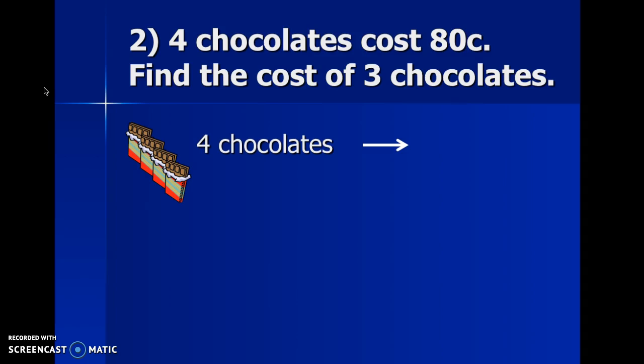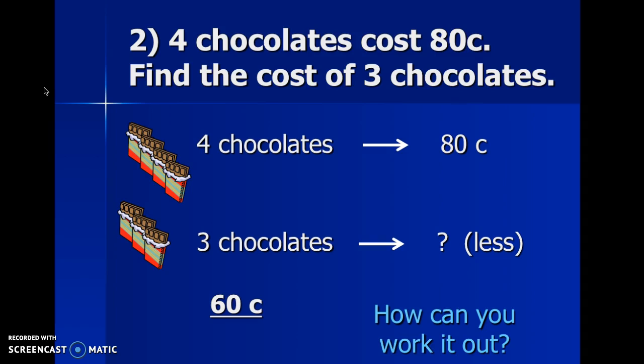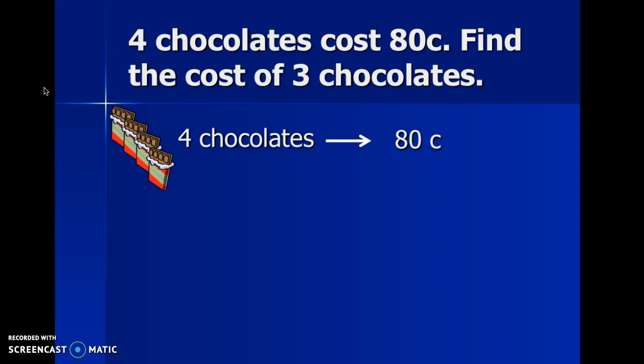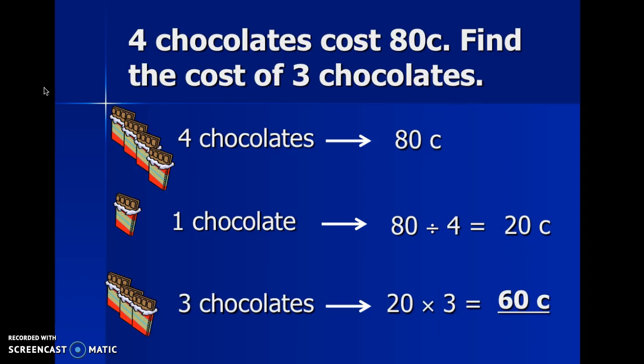Example number 2. We were given the cost for 4 chocolates. Then they had asked us for 3. So there is one step that must be followed before we find the cost of 3. How can you work it out? Here we go. 4 chocolates cost 80 cents. 1 chocolate will cost... Therefore, 3 chocolates cost... Alright?